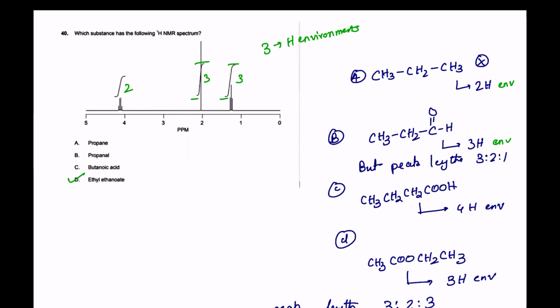So for the first, propane, you have CH3, CH2, CH3. In this case, you have only 2 hydrogen environments. These 2 CH3 groups are in the same environment and this one is in a different environment. So this is 1 and this is 1, 2 environments. Option A is incorrect.